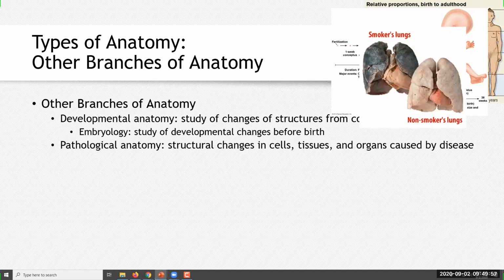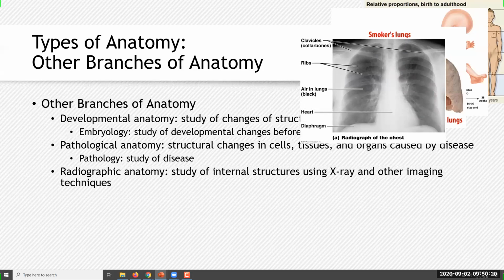Pathology anatomy, we have to understand what the word pathology means, is something that causes a disease. So we're looking at an anatomy not in its normal form, but actually in its diseased form, and comparing that with the normal form.